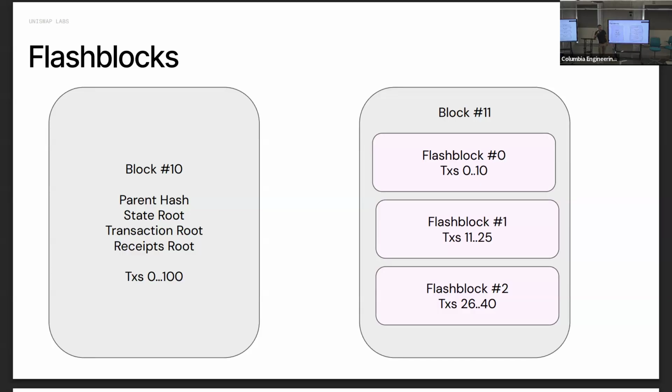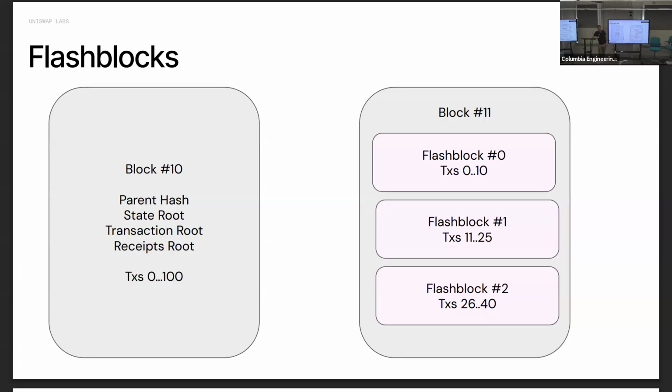And part of the reason this works is that transactions in Ethereum are deterministic given a starting state. So if you have the exact same transactions, you'll get to the same state. So we don't need any of this information to know what the state will be. We just need our starting state and the exact same list of transactions.